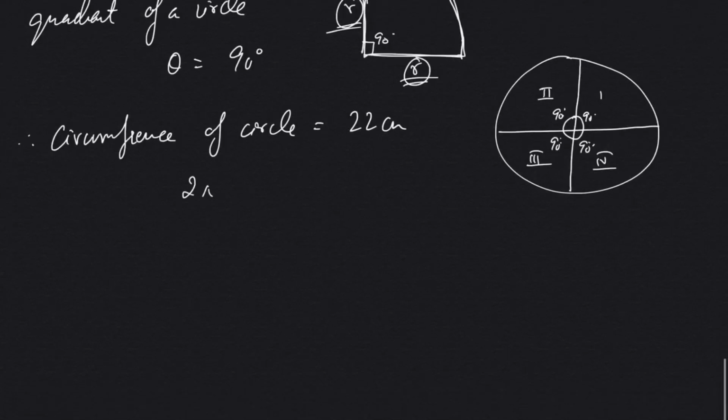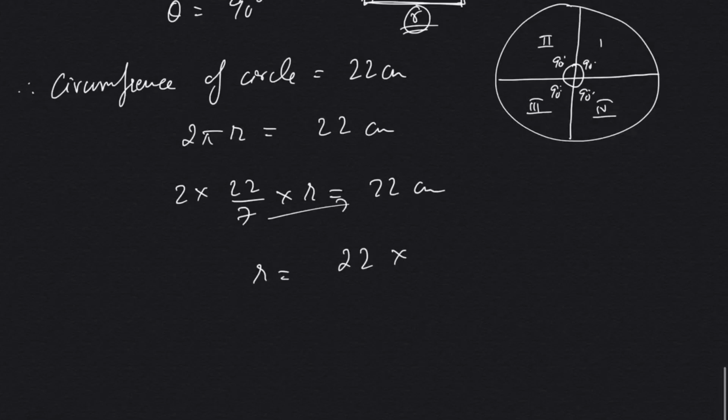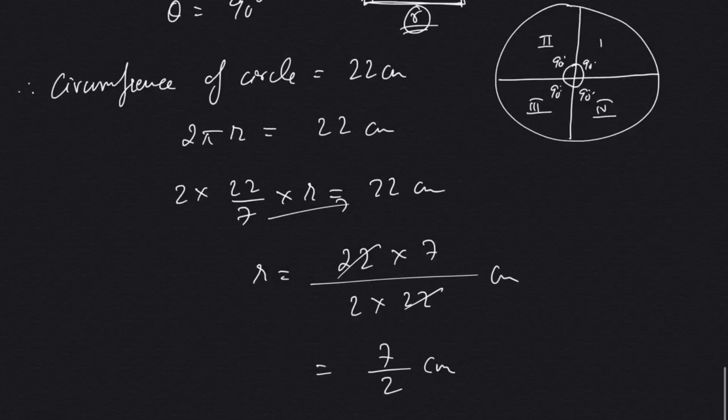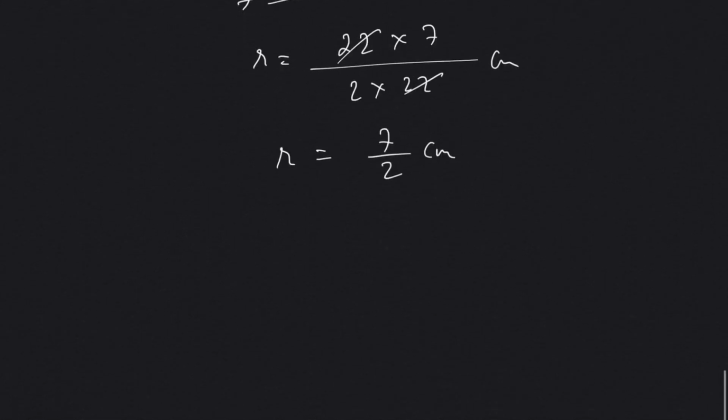Now the formula for circumference of a circle is 2 pi r, that is equal to 22 centimeter. So 22 by 7 into r, 22 centimeter. So r, cross multiplying, 7 goes up, 2 into 22, 22. So the radius can be, there are other ways to solve this problem also, I'm just doing it the simplest way, that is r equals 7 by 2 centimeters.